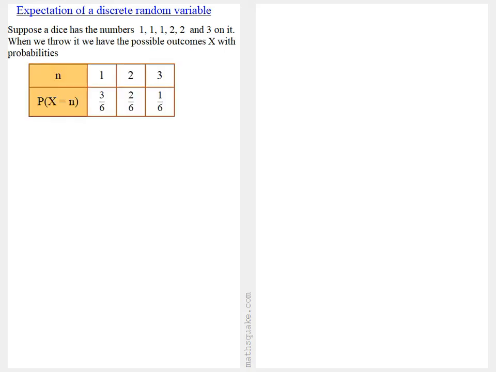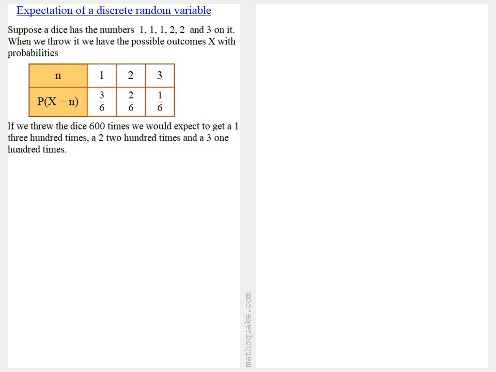Let's see what we mean by the expectation of a discrete random variable. Suppose a dice has the numbers 1, 1, 1, 2, 2 and 3 on its 6 faces. When we throw it, we'll have the possible outcomes x with the probabilities shown in the table. The numbers 1, 2 or 3 can show, and the probability of getting a 1 is 3 out of 6, the probability of getting a 2 is 2 out of 6, and the probability of getting a 3 is 1 out of 6.